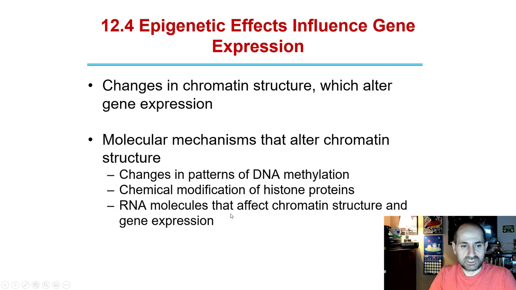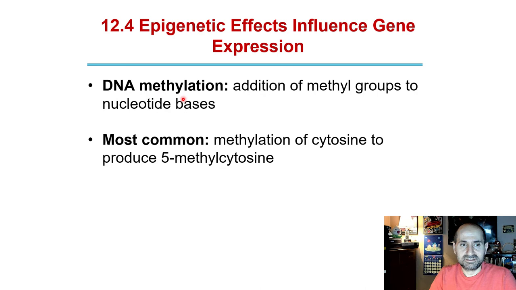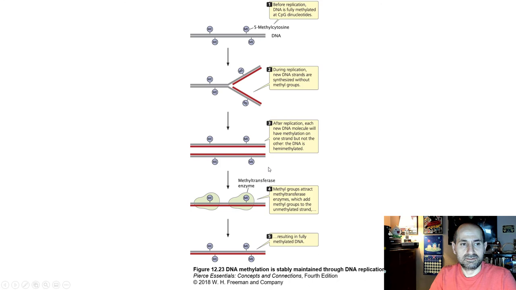So again, DNA methylation, this is when you're methylating the DNA itself. You're adding a methyl group to the nucleotide bases. Usually, you're methylating a cytosine to produce 5-methyl cytosine. So you see here, you have 5-methyl cytosine. So this would be DNA that's methylated. Okay, before replication, DNA is fully methylated at CpG dinucleotides. Right, CpG dinucleotides. By the way, this is showing you how epigenetics works.